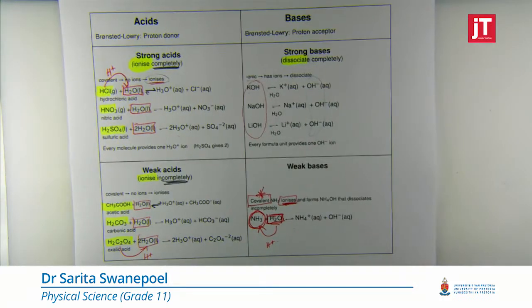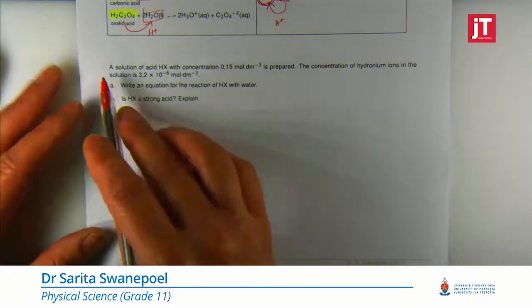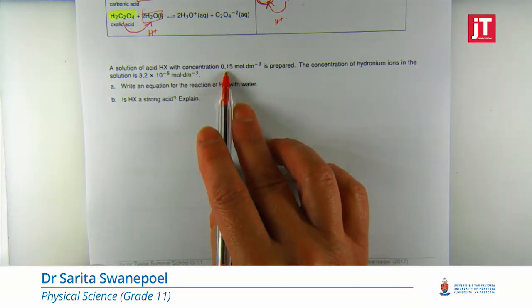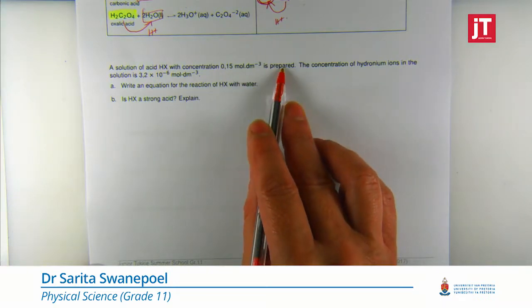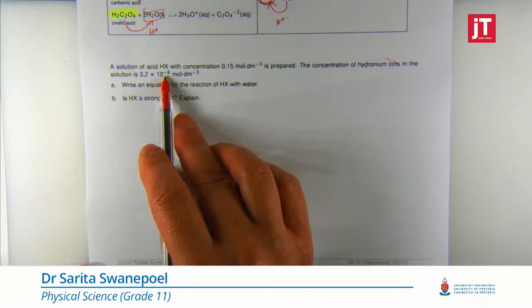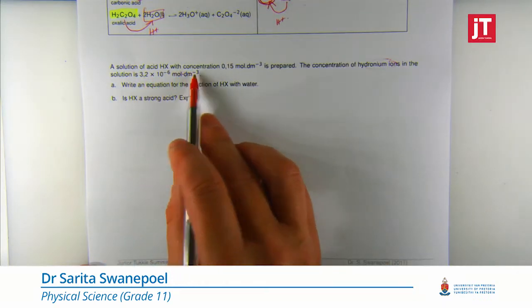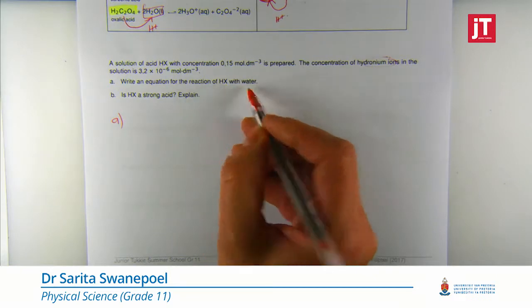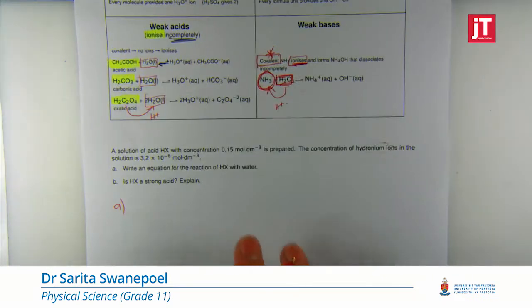Okay, just to talk about strong and weak, just look together at the next question. A solution of the acid HX with concentration 0.15 moles per cube decimeter is prepared. The concentration of the hydronium ions in the solution is 3.2 times 10 to the minus 6. A. Write an equation for the reaction of HX with water. Right, try that one. See if you can write that equation. The reaction of HX, an acid, with water.